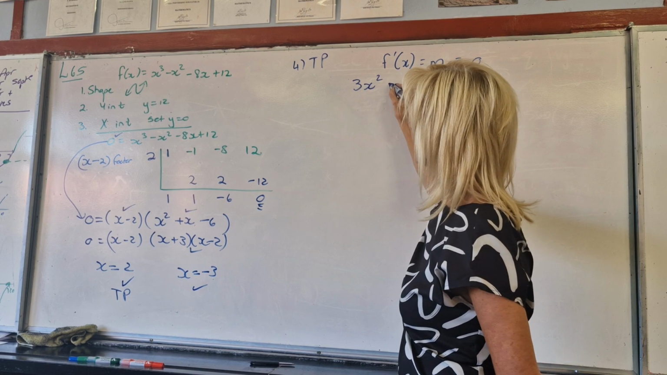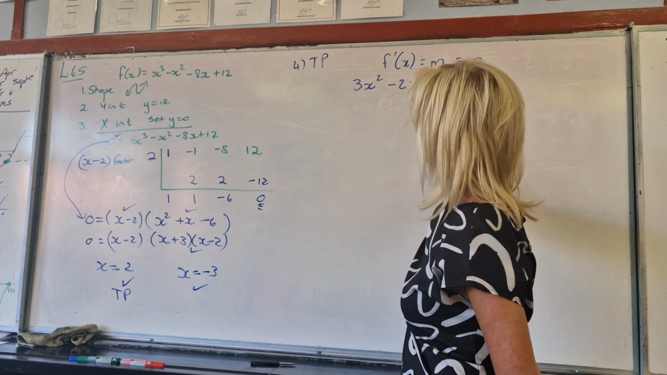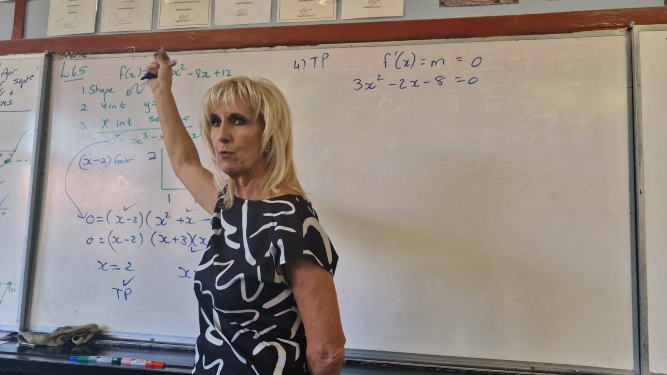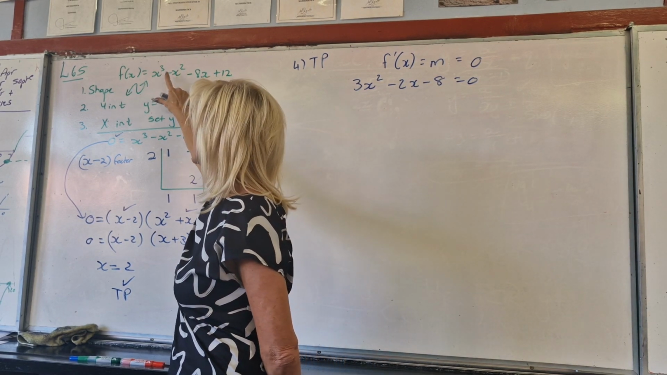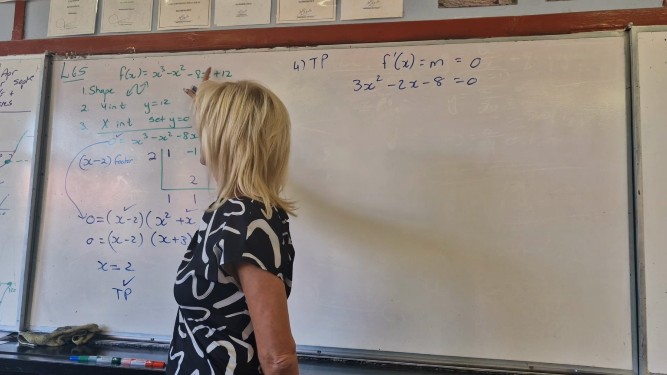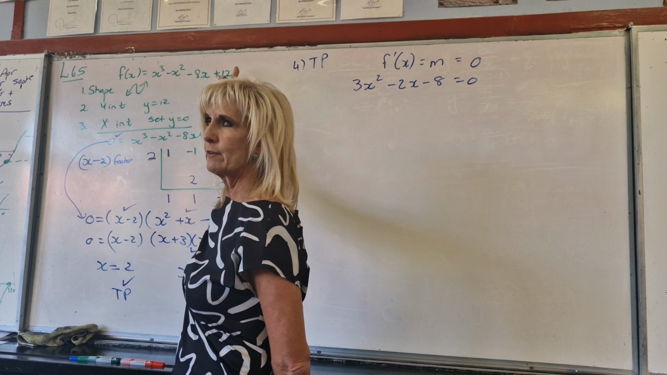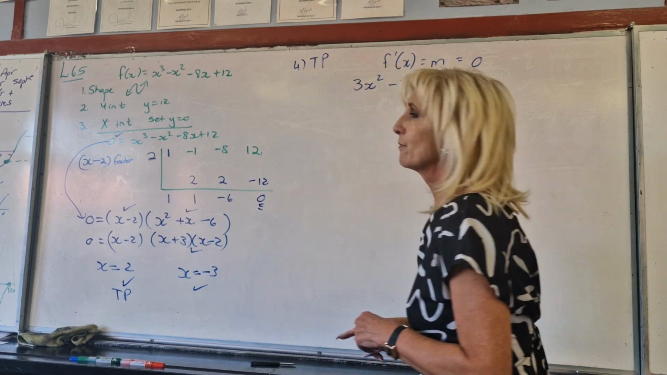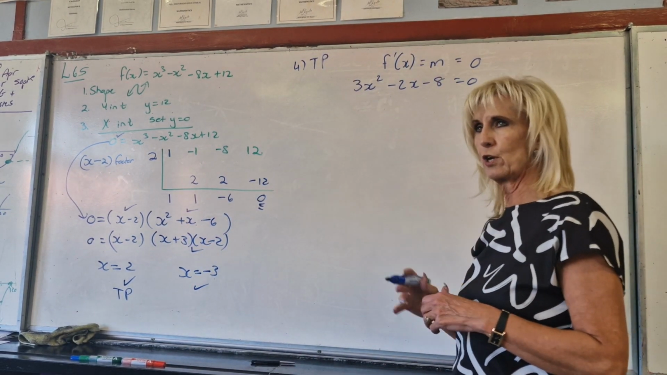3x squared. How come? What's the story again? Exponent times coefficient, take 1 away from the exponent. Exponent times coefficient, take 1 away, exponent times coefficient, and the derivative of a number is 0. So then I've got a quadratic equation to go and solve. How?